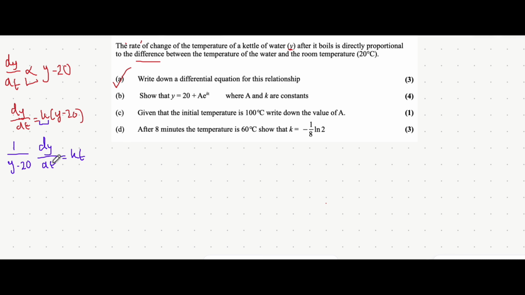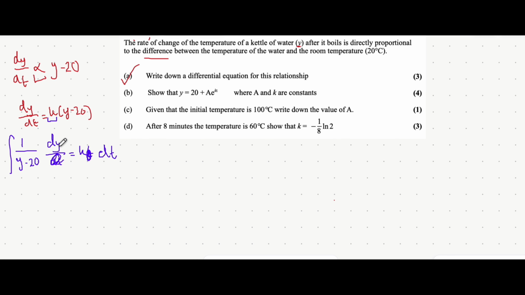And then like I mentioned before, we're going to multiply both sides by dt. So k dt, I don't know why I wrote t, sorry about that. And then you can integrate both sides of the expression. Like I mentioned, integrating k will get you to kt. We're going to deal with the constant later, so don't worry about that.